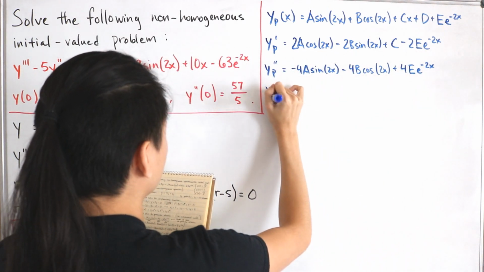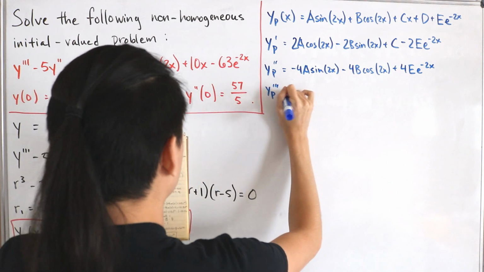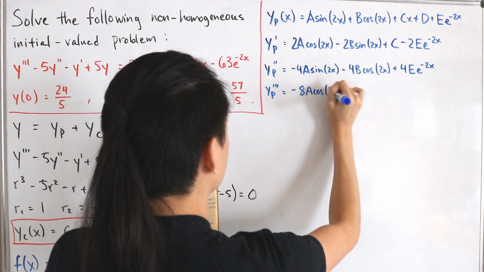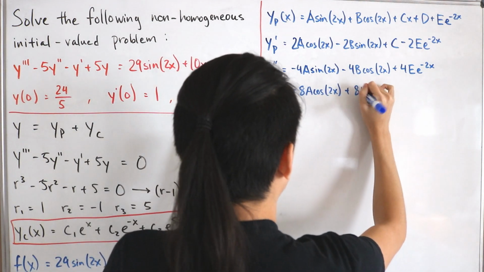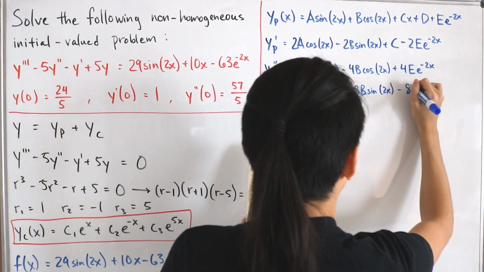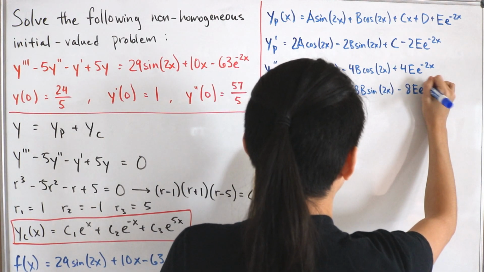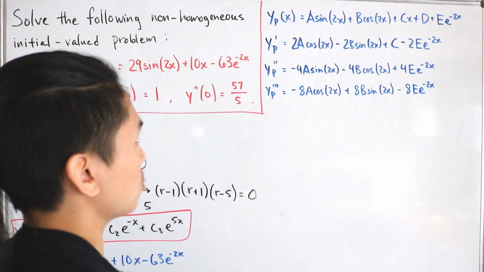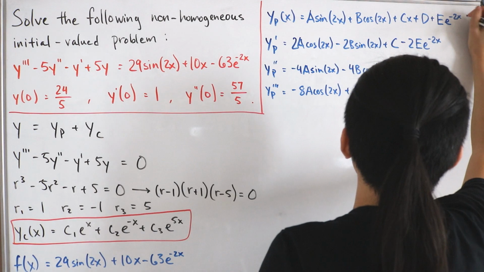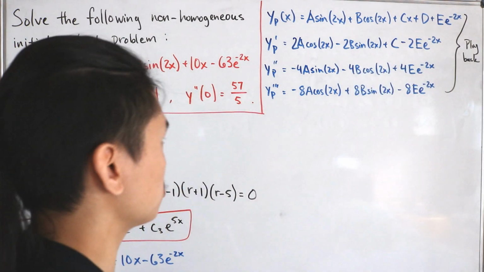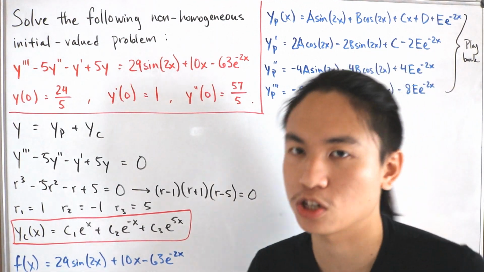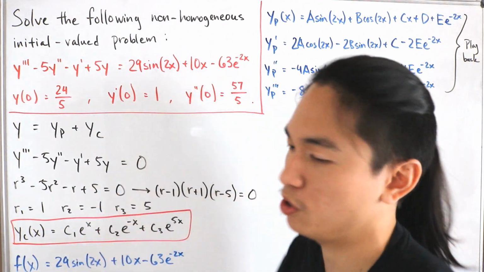Then we do this again one more time, so y triple prime for the particular solution. Now we'll have negative 8 times a cosine of 2x, add this with 8 times b sine of 2x, and then subtract 8 times capital E and then times e to the negative 2x. Okay, so with all this, let me write a little note and say we're going to plug this back into our original equation. So plugging all this back into the original is actually going to be a long one. So let me cut to the next clip so we have everything substituted as we needed.